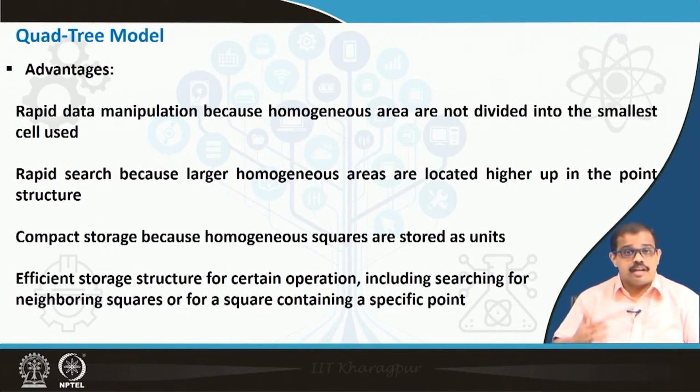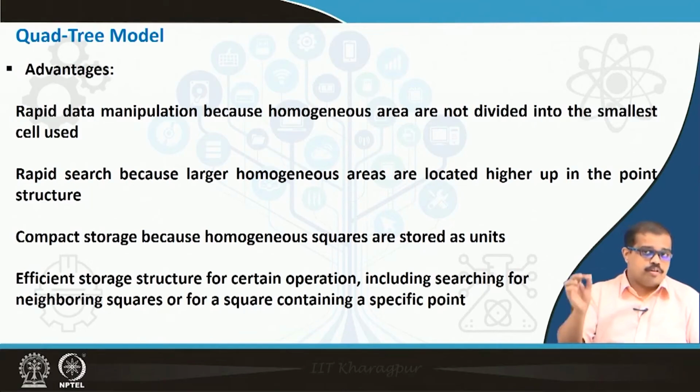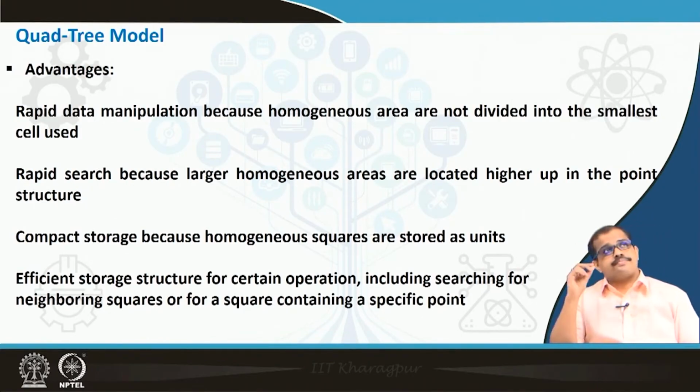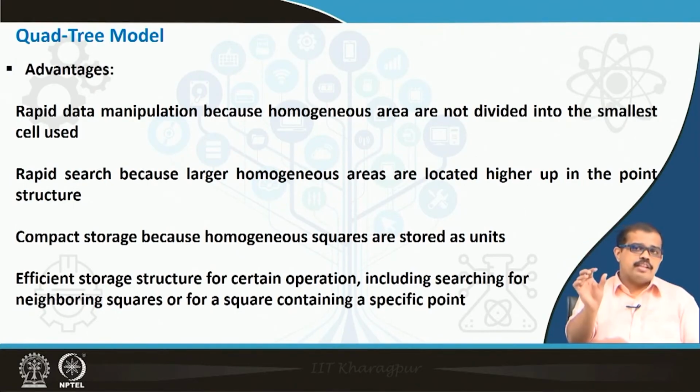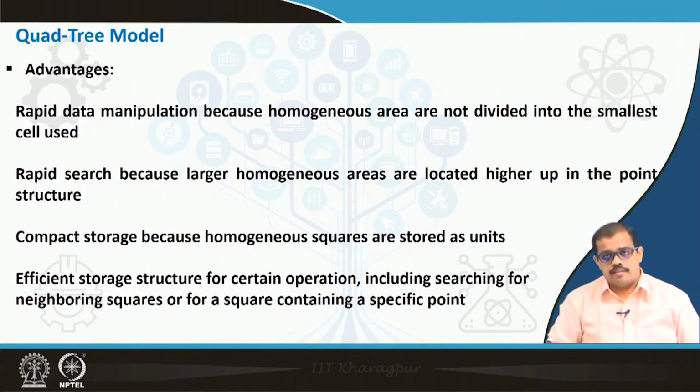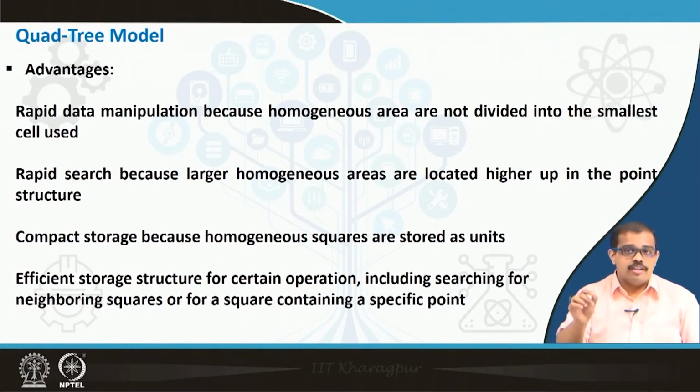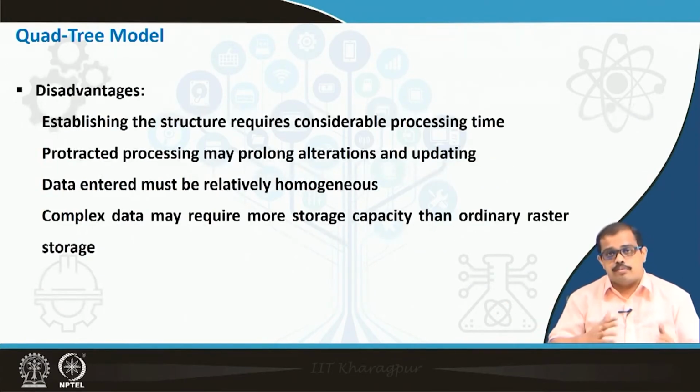Efficient storage structures for certain operations, including searching for neighboring squares or for a square containing a specific point. If someone wants to look at a specific cell, which represents a specific quantity or quality on the earth's surface, it is much easier to point out that cell in a quad-tree than to search the entire database. That is why it is needed.